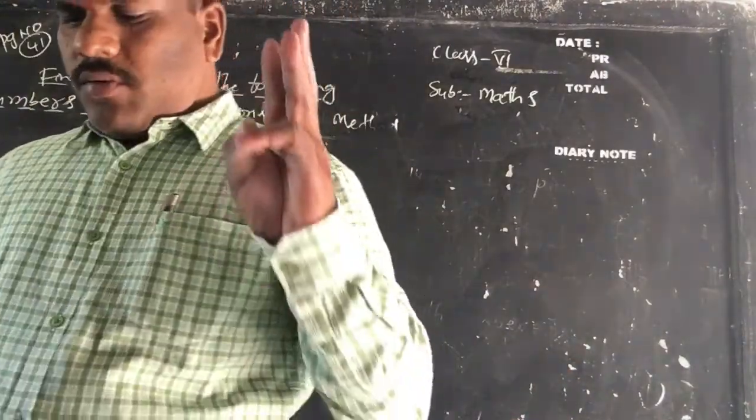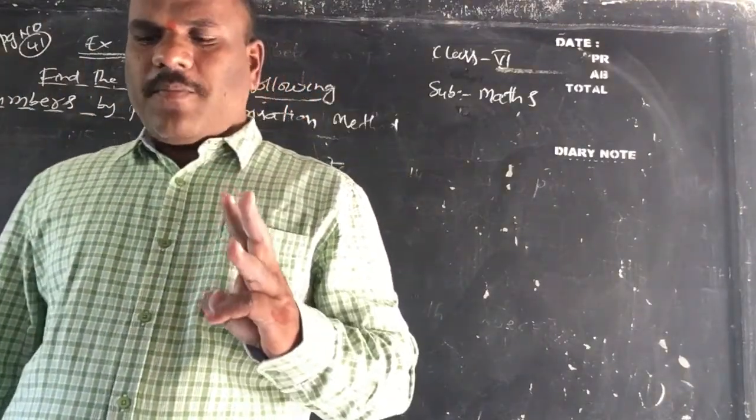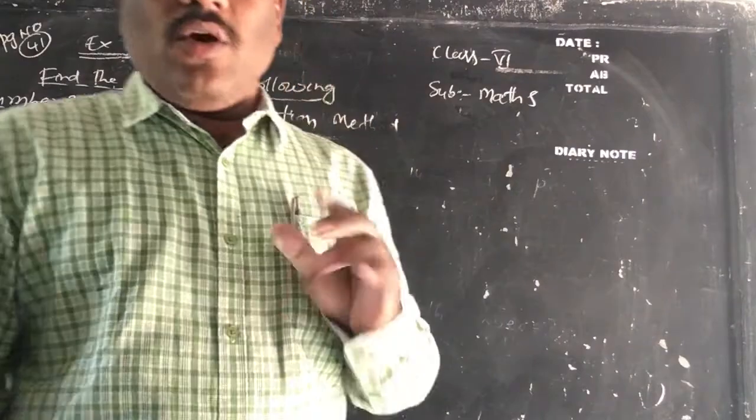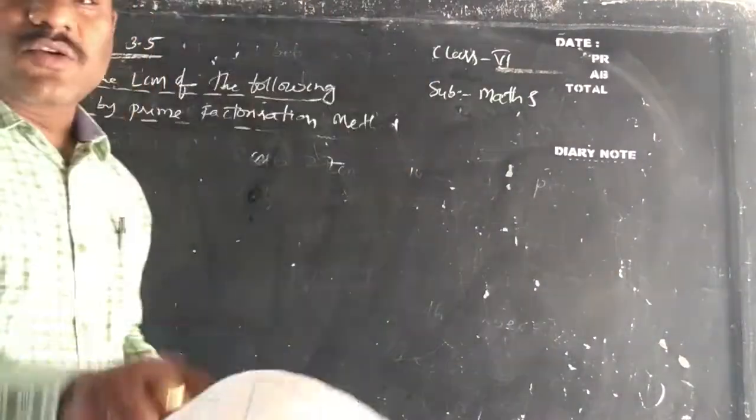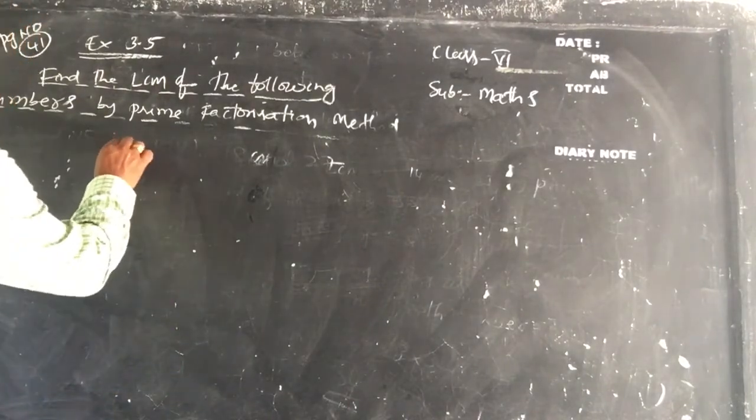I have told you almost 4 questions, children. Still 2 questions remain. I will tell you the 5th question, and you can do the remaining 6th question yourself, children. So the 5th question I am telling, children.